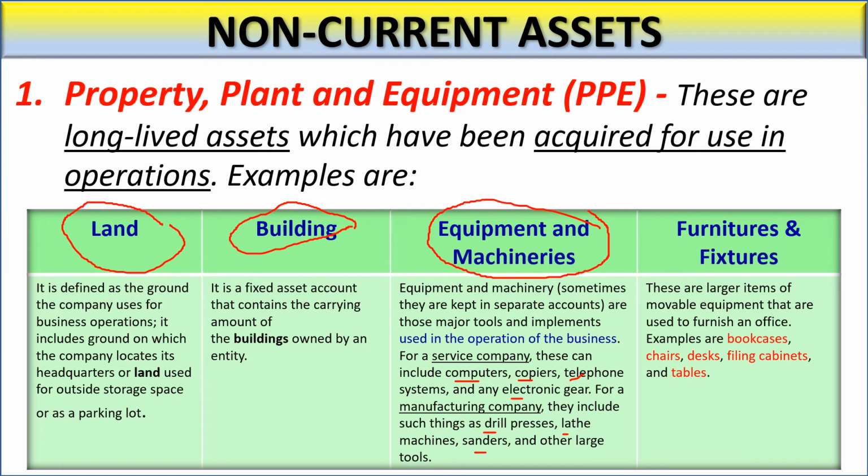Furnitures and fixtures. So these are larger items of movable equipment that are used to furnish an office. Examples are bookcases, chairs, desks, filing cabinets, and tables. So those four are considered as the non-current assets because they can be used up for a long time. Land, building, equipment and machineries, and furnitures and fixtures.